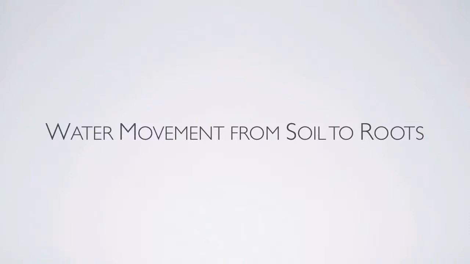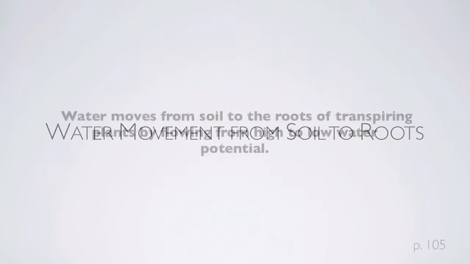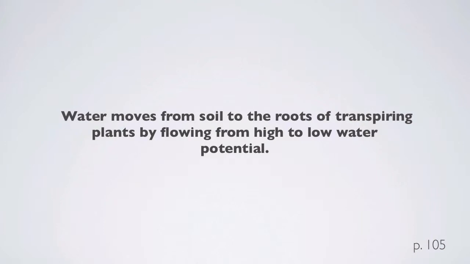Once water enters into the soil, it can move through the soil from gravitational pressures, for example, but also water can move from the soil to the roots of a plant. Now, water moves from soil to the roots of transpiring plants by flowing from high to low water potential. And that's always going to be the pattern, regardless of where water is flowing. It's always going to go from high to low water potential.